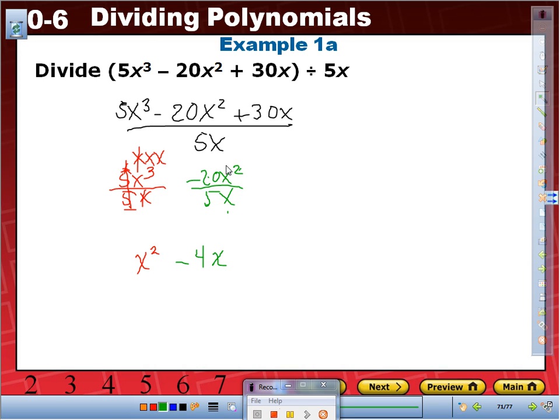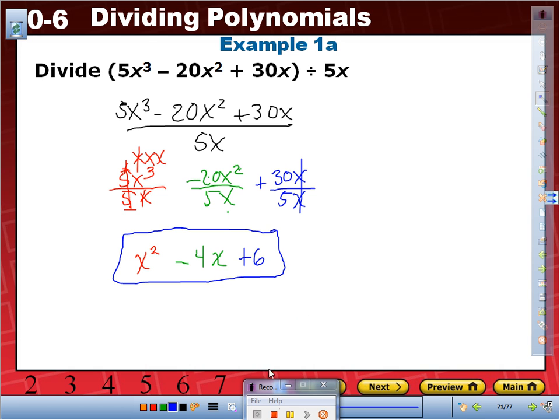Once again, if you don't see it, factor it out. The last term. We got positive 30x divided by 5x. I see a giant 1 here. What is 30 divided by 5? 6, and we're done. Copy that, please. We don't even have to do copying it.